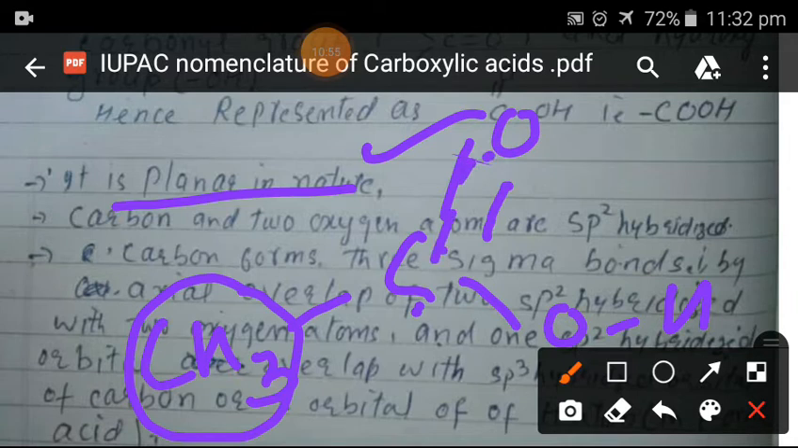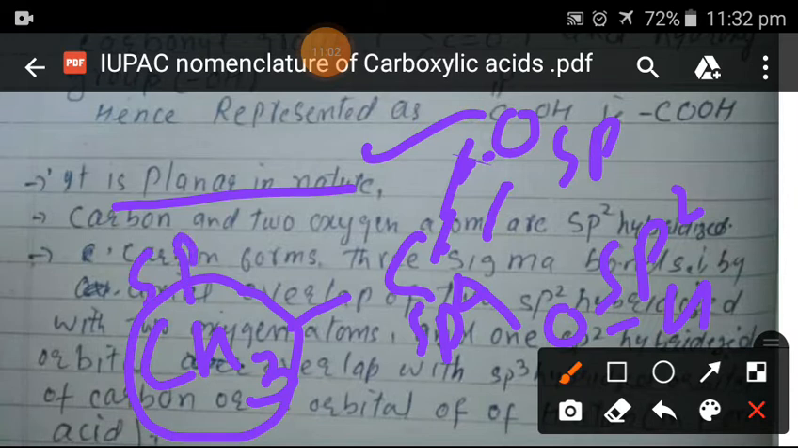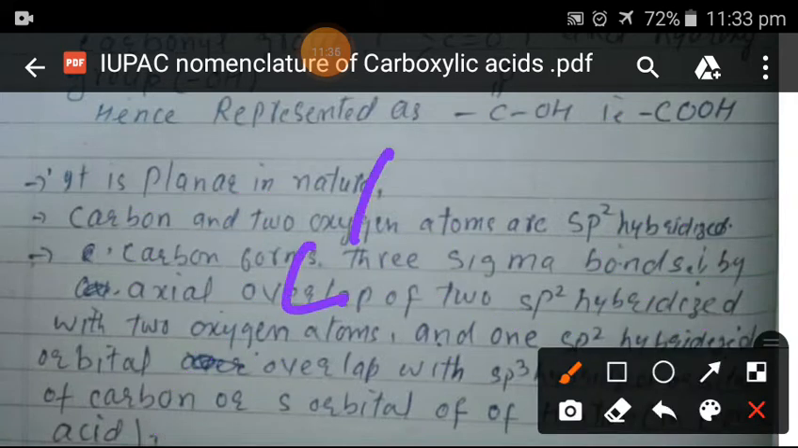But these sigma bonds are formed by sp2. This is formed by sp2, this is sp2, this is also sp2, and this is sp3. So one sigma bond is formed by overlapping of sp2 hybridized orbitals, and this is also sp2 hybridized orbital overlapping, but this sp2 hybridized orbital overlaps with the sp3 hybridized orbital of this carbon atom. Clear? So accordingly you will see the formation of three sigma bonds. Carbon will form three sigma bonds having a bond angle of 120 degrees. Clear?